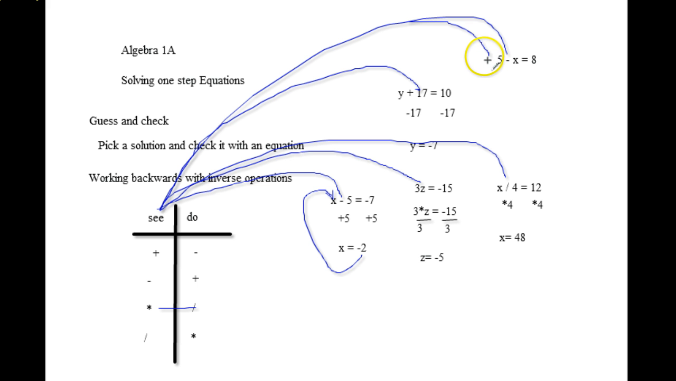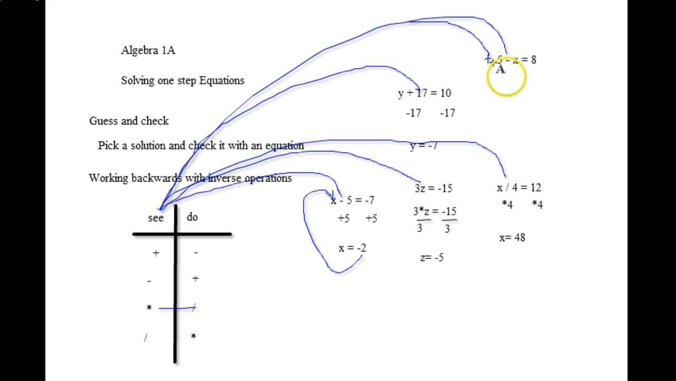What we should be looking for, and I should have brought this up earlier but I am bringing it up now just to show you guys, is the operation in front of the number. If you're not looking for the operation in front of the number or in relation to the variable, then you're going to have a hard time with this.